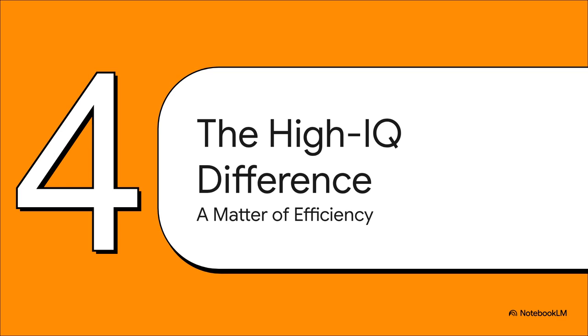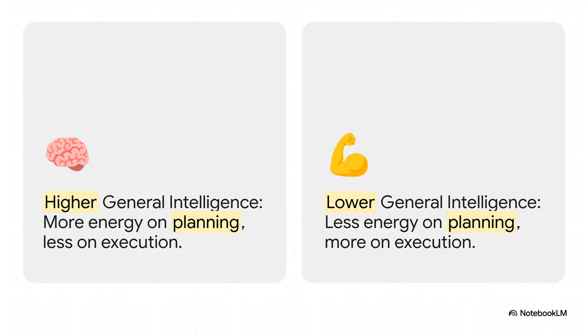Okay, but is this dance the same for everyone? Well, not quite. The source material points to some really fascinating differences in how brains with higher general intelligence seem to work. And it all boils down to one word: efficiency. And this is where it gets really interesting. It seems that people with higher general intelligence invest their mental energy differently. They spend way more energy up front in the planning stage of a problem. And because of that, they actually end up spending less energy when it's time to execute the solution. It's the classic measure twice, cut once, but for your thoughts.